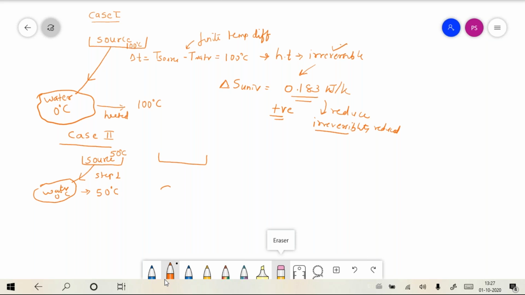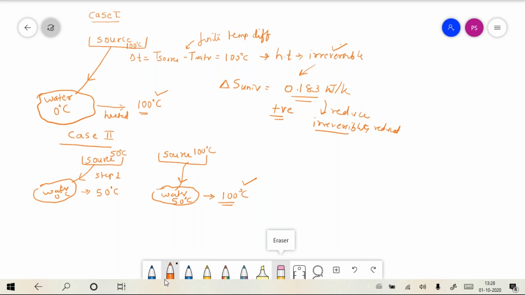Then in step 2, you took this water, which was now heated up to 50 degrees centigrade, and you brought it in contact with the source, which is now at 100 degrees centigrade. So again there was a heat transfer, and gradually this water attained 100 degrees centigrade. So that was our objective finally. What is the objective? The objective is to heat the water up to 100 degrees centigrade. In case 1 we had achieved this, and case 2 also we have achieved this.